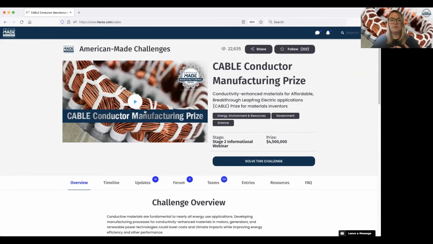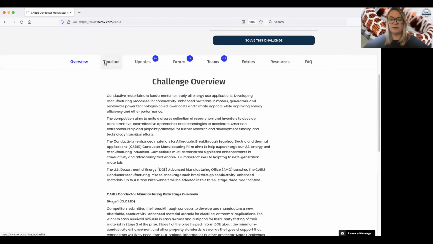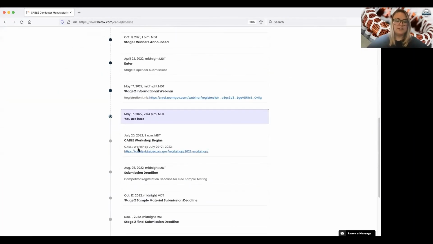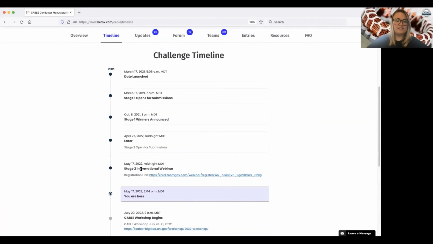If you are participating in stage 2 in any capacity, please, please, please get over to HeroX and click on the follow button, which you can find up here in the top right corner. That's going to enable you to receive all of the updates about the prize as we move along. You can also see an overview of the prize and get up to date on the timeline. Note that most of these dates are anticipated. They do tend to shift around slightly.